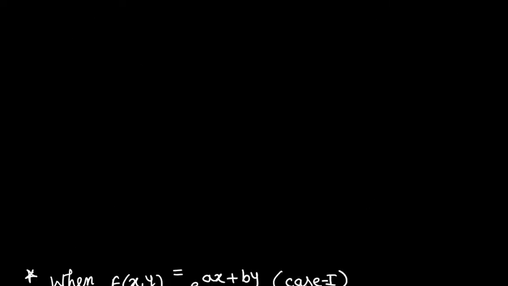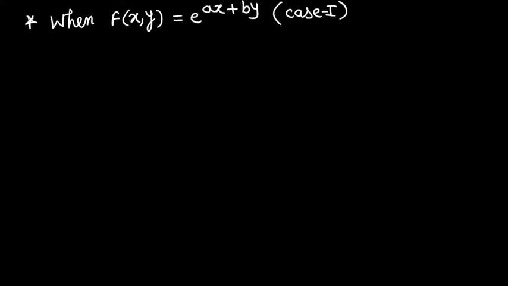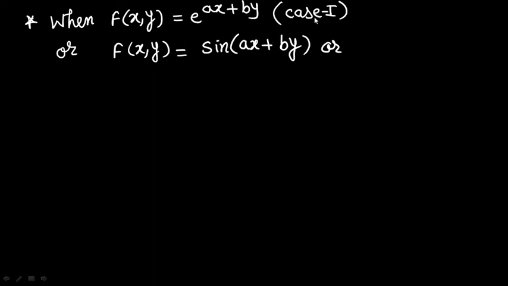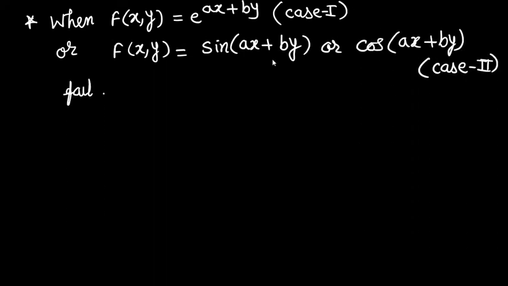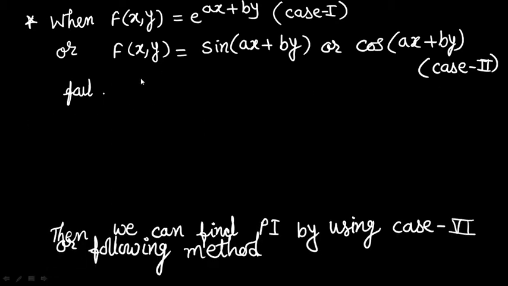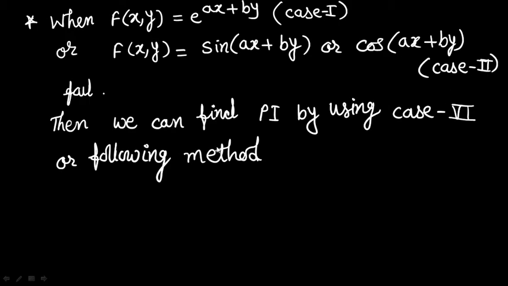Now, one important thing is that whenever case 1 and case 2 fail, that means whenever the right hand side of the equation is e to the power ax plus by, this is case 1, and the right hand side of the equation is sin(ax plus by) or cos(ax plus by), that means case 2. Here these two cases fail, then we can solve this problem by finding PI using case 6 or another method. Now we are discussing here both the methods.